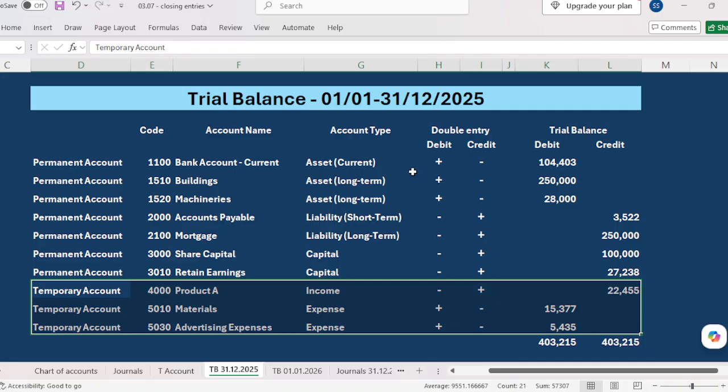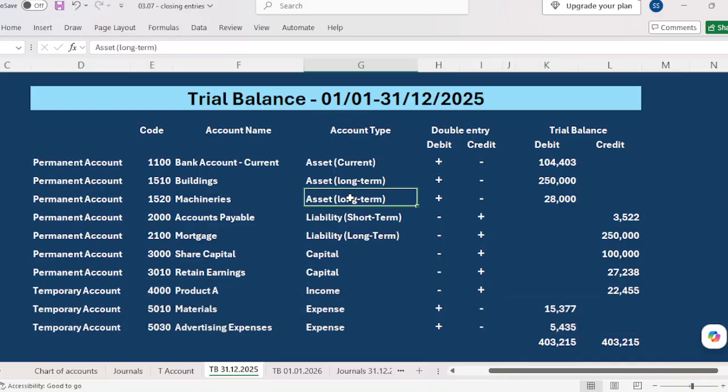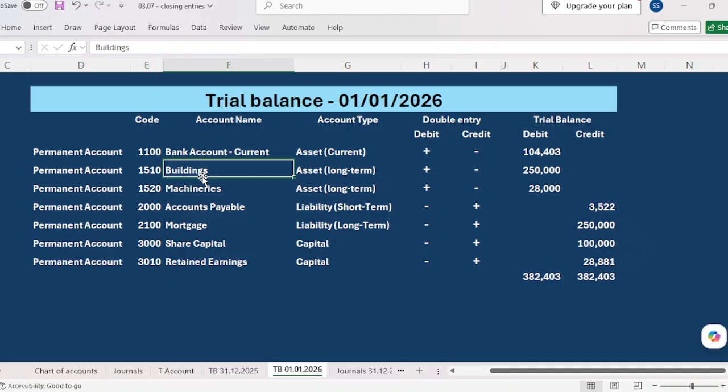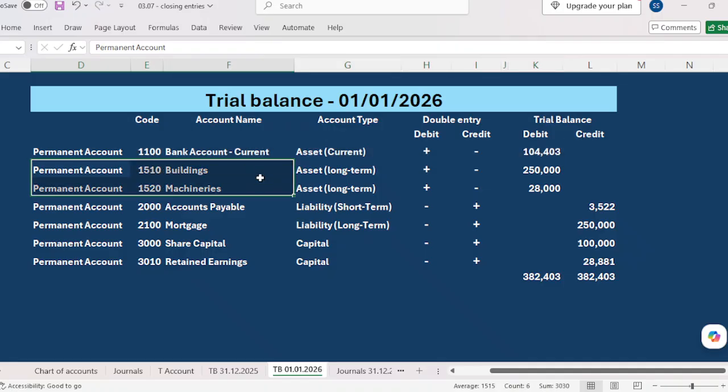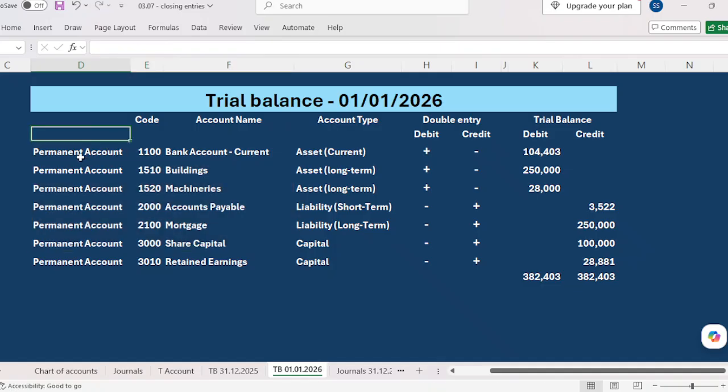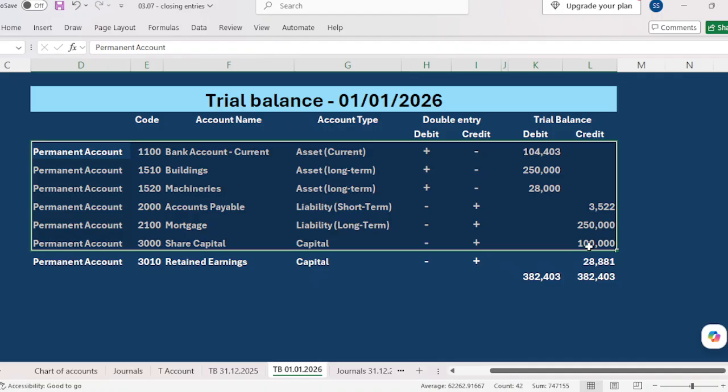So now, the question is, what is happening? This is the trial balance at the end of the accounting period, but this is not the trial balance at the beginning of January, because at the beginning of January, the trial balance will be different. This is the trial balance at the beginning of January. And as you can see, the balance of the bank has not changed. As for building, machinery, account payable, mortgage and share capital, these are all permanent accounts.